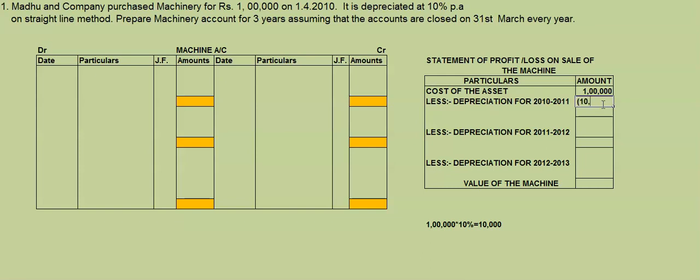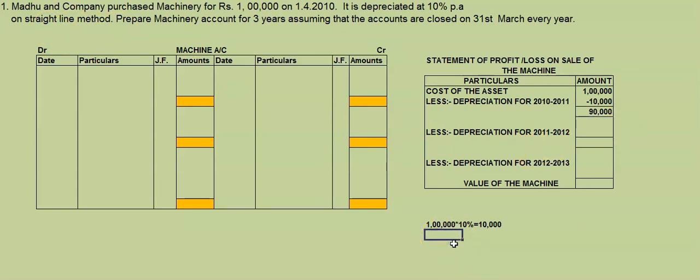So 10,000 is the depreciation. So how much will you get then? 1 lakh minus 10,000, how much will you get? Rupees 90,000. So this is the value after depreciation for the year 2010 to 2011. That is April 1st, 2010 to March 31st, 2011. The second year again, what method are we following? Straight line method. Second year again, we have to find the depreciation.